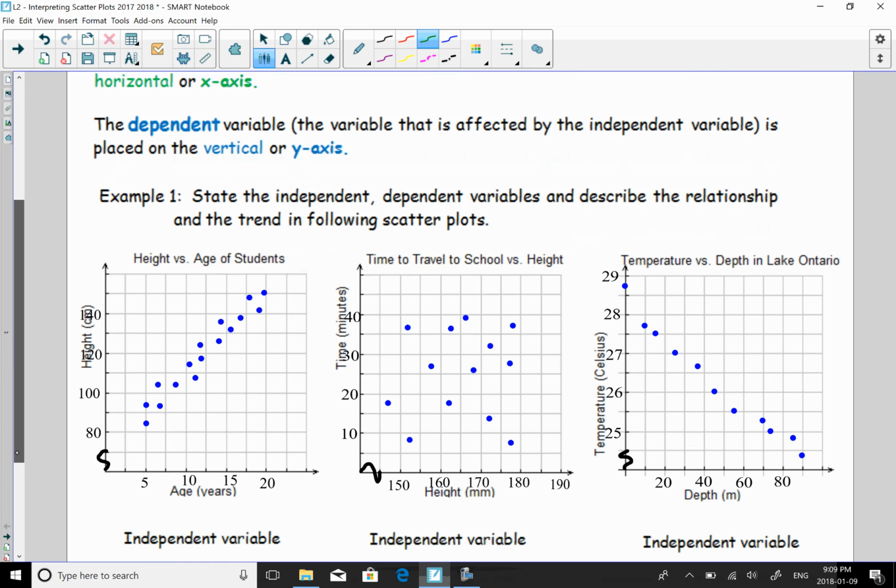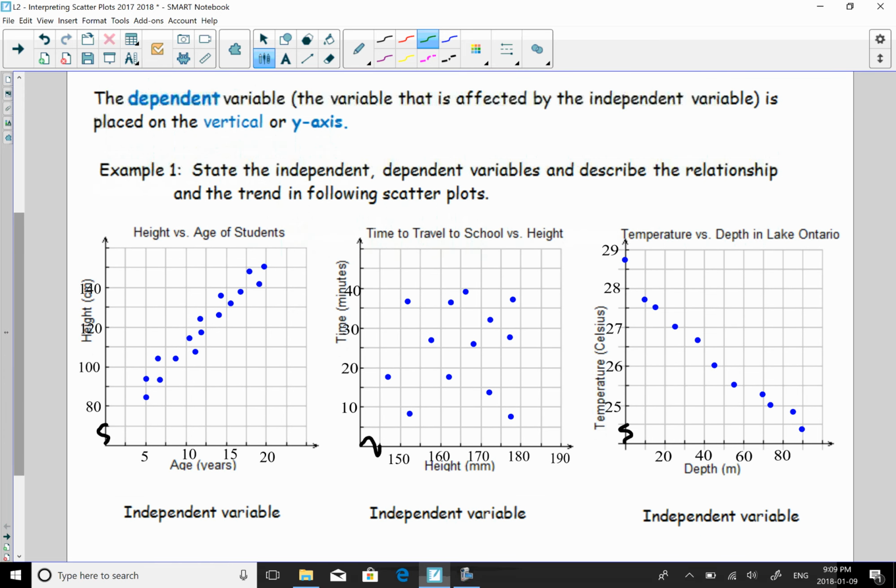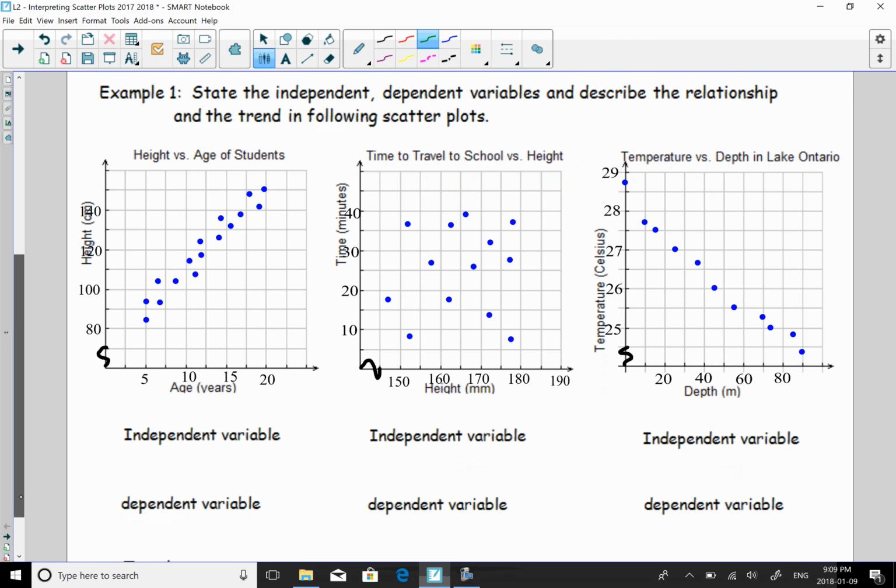So the first example says state the independent and dependent variables and describe the relationship and the trend in the following plots. So in this graph here, the independent variable is the age, and the dependent variable is the height. So age happens first. They're on the right axes. Remember, age is independent, x-axis or horizontal axis. The dependent variable goes up and down because it's on the vertical axis.